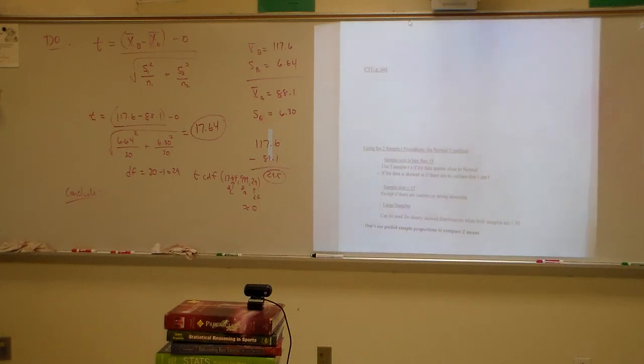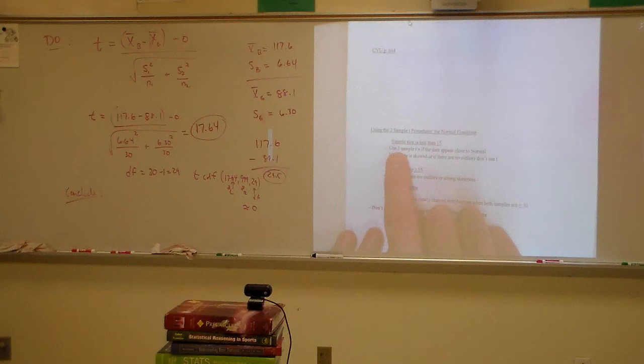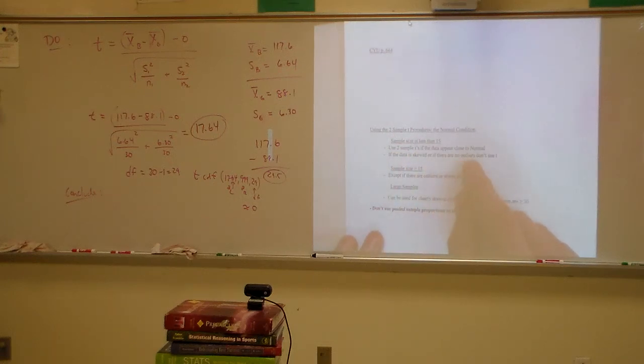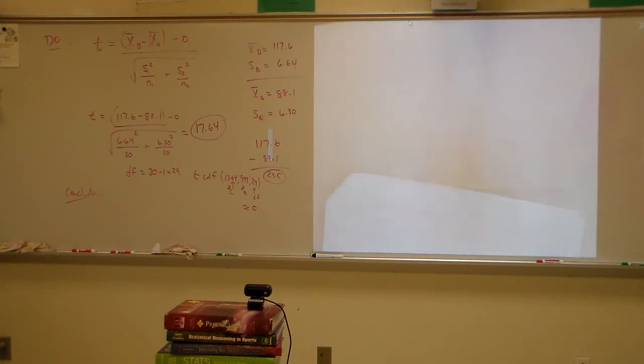Using the 2-sample t procedures, the normal condition: if your sample size is less than 15, use 2-sample t's if the data appear close to normal. If the data is clearly skewed or there are outliers, don't use t. If the sample size is greater than or equal to 15, you can use it as long as there are no outliers or strong skewness. Large samples, n is greater than or equal to 30. All right, we kind of talked about that consistently all the way through.